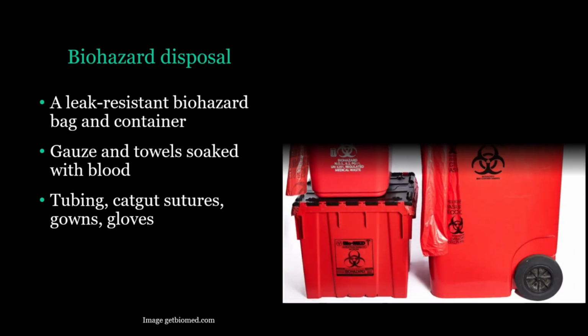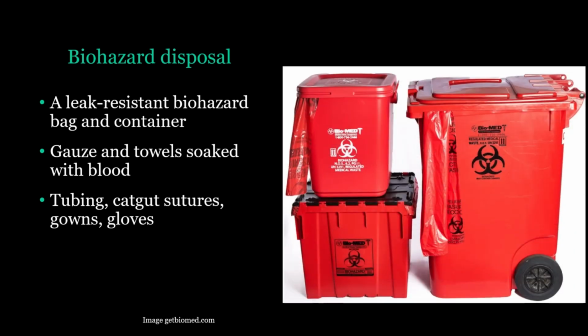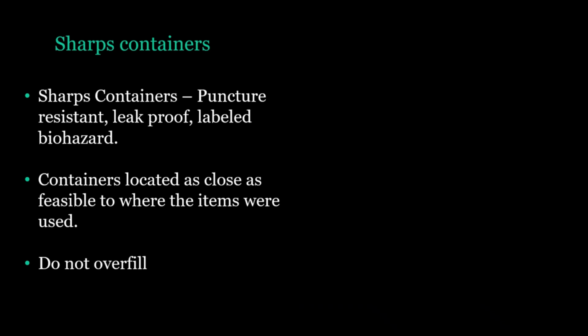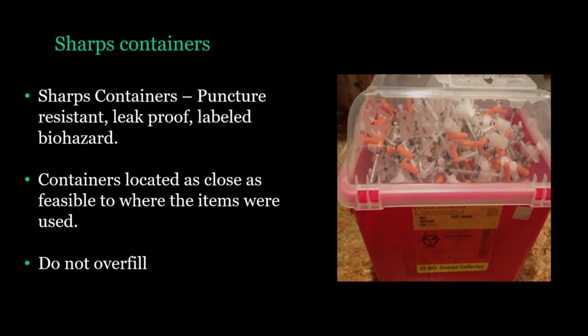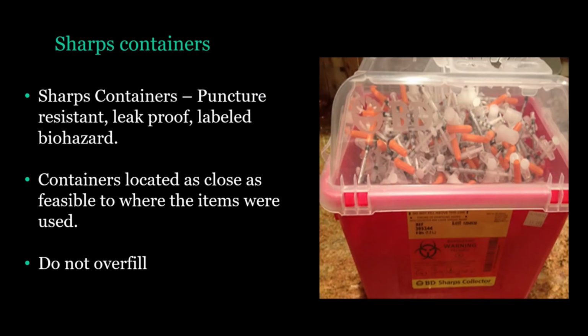With biohazard disposal, you're going to use a leak-resistant biohazard bag and container. You might do blood-soaked gauze or any towels, tubing, catgut sutures, gowns, gloves, anything that's not sharps but is contaminated with blood or OPIM goes in a biohazard container. Sharps go in specific sharps containers. These are puncture resistant, leak proof, and labeled biohazard. These containers should be located as close as feasibly possible to where the items are being used.